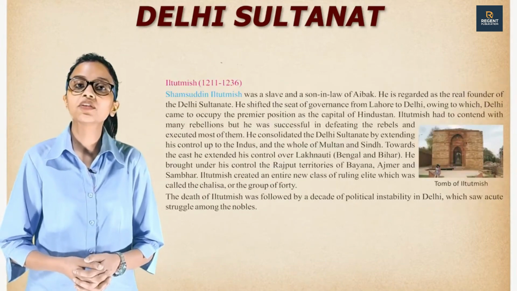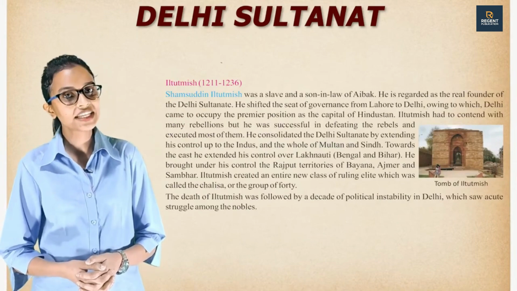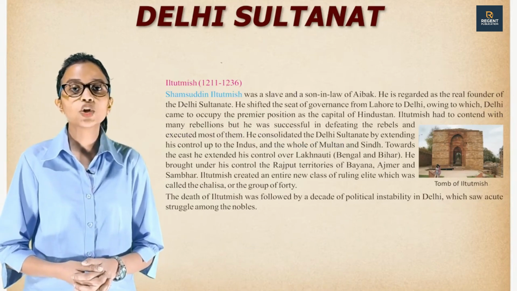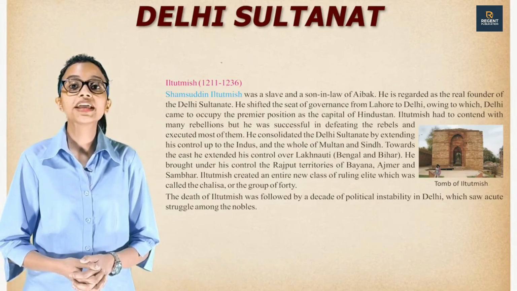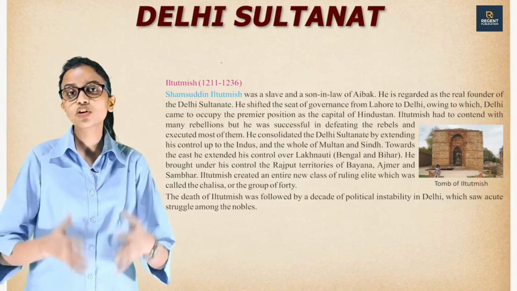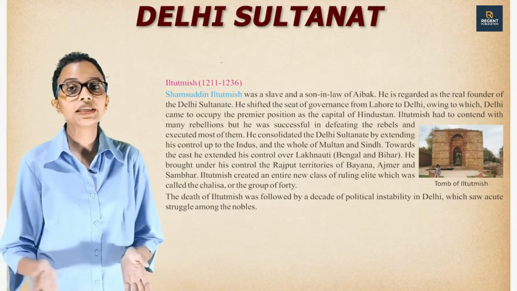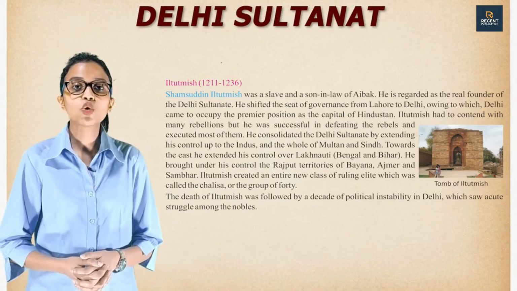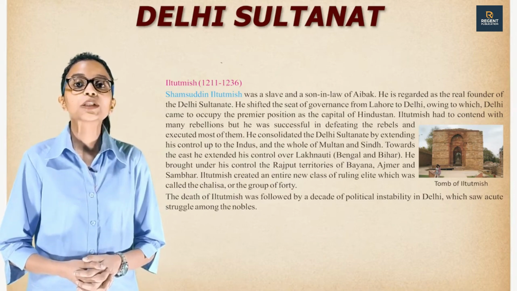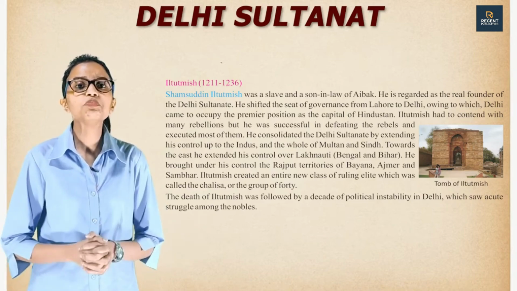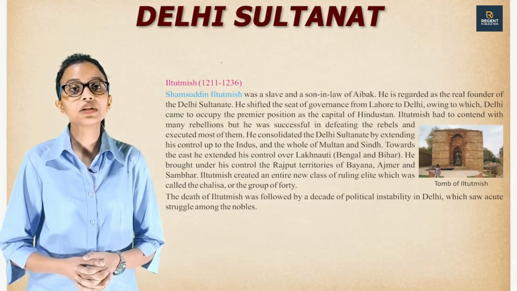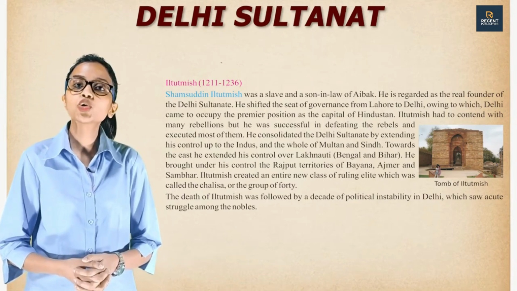Iltutmish 1211 to 1236. Shamsuddin Iltutmish was a slave and a son-in-law of Aibak. He is regarded as the real founder of the Delhi Sultanate. He shifted the seat of governance from Lahore to Delhi, owing to which Delhi came to occupy the premier position as the capital of Hindustan. Iltutmish had to contend with many rebellions, but he was successful in defeating the rebels and executed most of them.